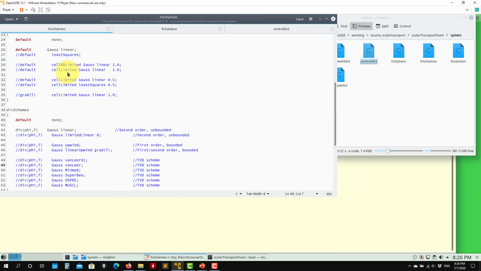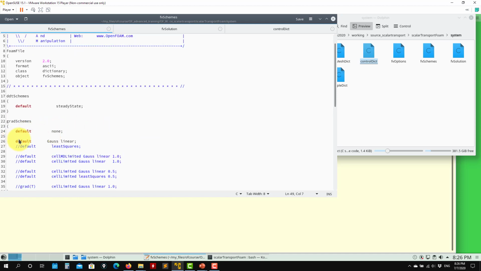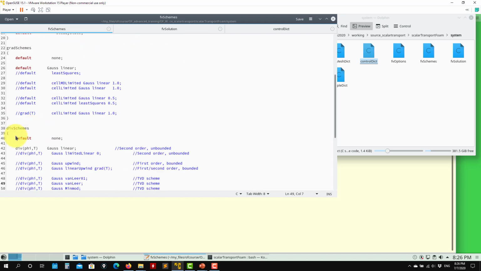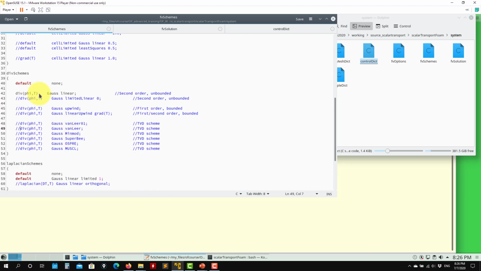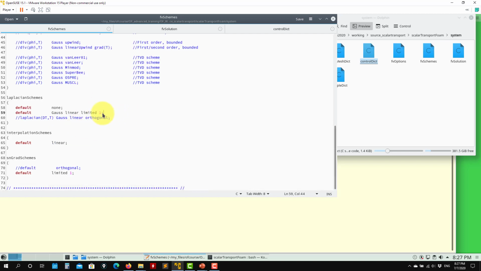Okay, so as we go to fvSchemes, look at that. Default goes linear for gradients. Then we have this, the convective term, goes linear. A scalar, remember, scalar transport is just one equation. We don't have velocity, pressure, or all the stuff. But in this case, we're going to do it limited 1. Okay, the 1 is recommended.